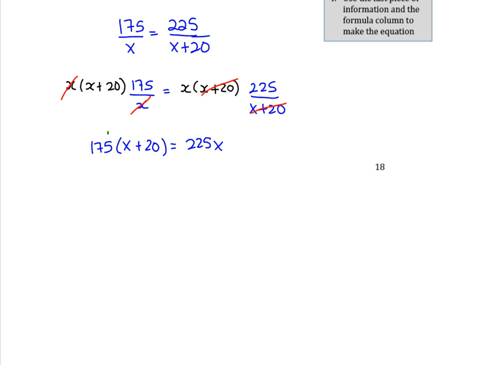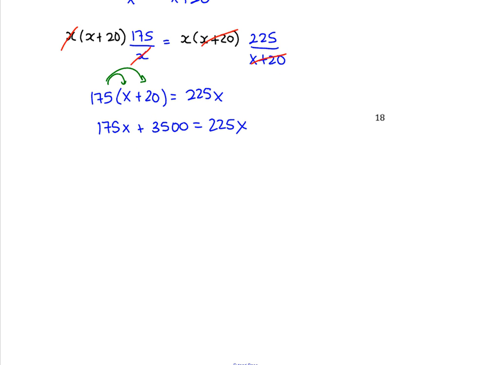All right, so expanding. 175x plus 3,500 equals 225x. Then, now what? Isolate. Is it a quadratic, Nadir? No. So what are we going to do?